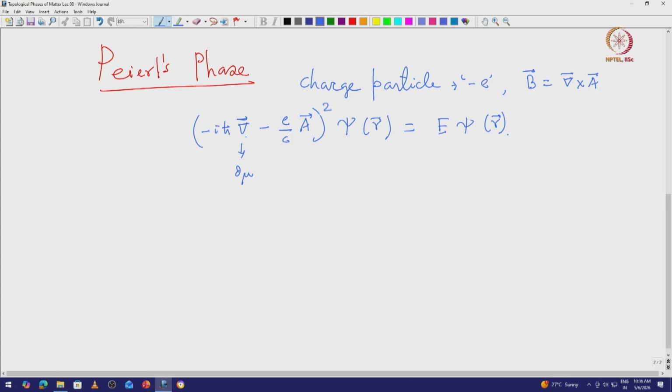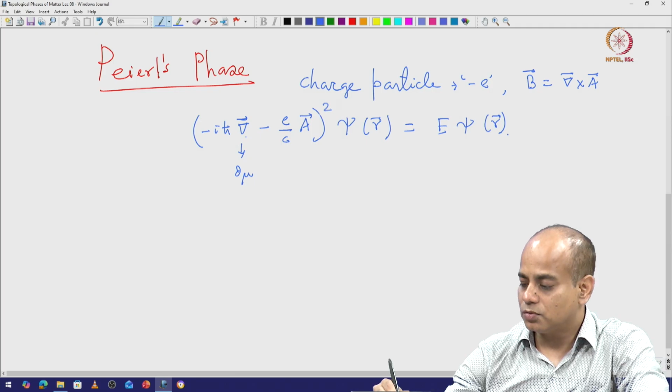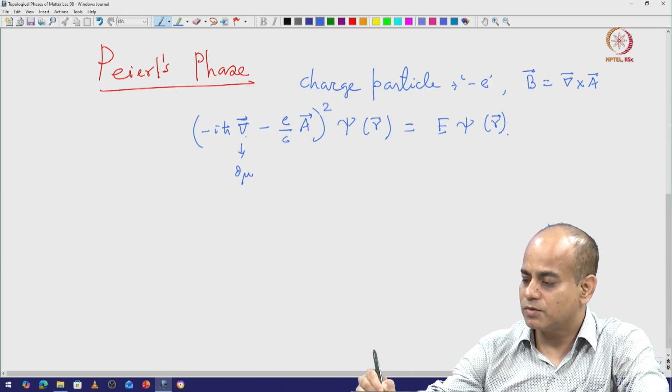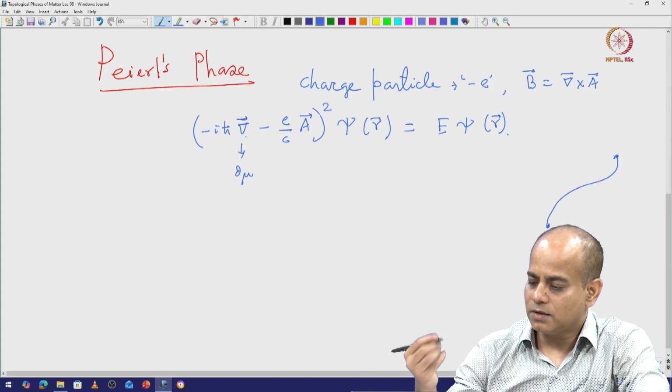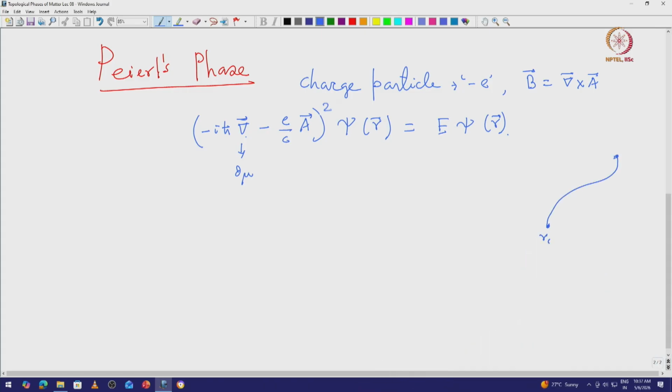Now we can solve it, and we know how to solve it and what sort of phase we get, but let us recast the problem into something that we know. So, something we have studied. So, let us say we are going from some initial point to final point, and we have some curve, right, from some r0 here to r under this magnetic field, in which some magnetic field is there.